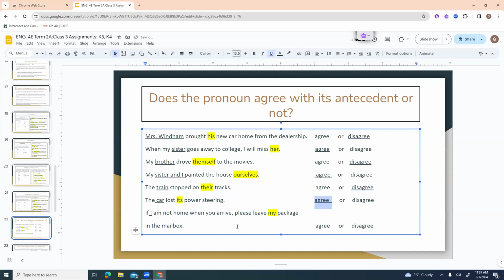If I am not home when you arrive, please leave my package in the mailbox. Does my agree with I? Yes, I and my match. They're both singular. So that one agrees.